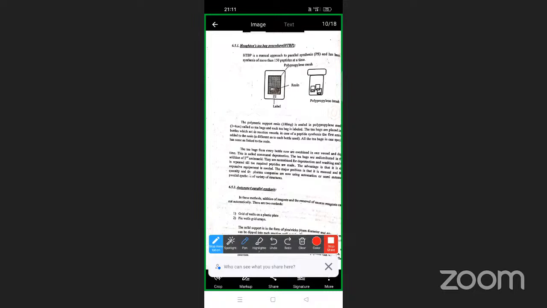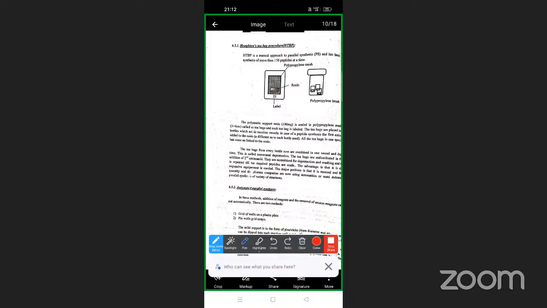HTBP. Generally, this hot and tea bag method is one of the parallel synthetic methods in combinatorial synthesis. With this method, at a time you will produce 150 peptides. So this method is useful for peptide synthesis, polypeptide synthesis.